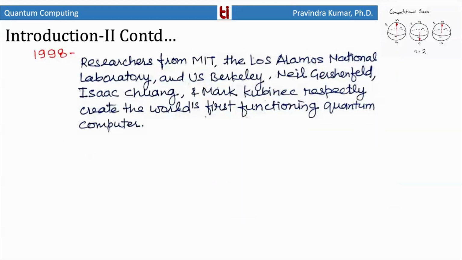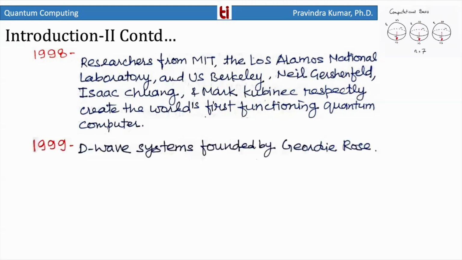In the year 1998, researchers from MIT, the Los Alamos National Laboratory, and UC Berkeley, Neil Gershenfeld, Isaac Chuang, and Mark Kubinec respectively, created the world's first functioning quantum computer. The computer itself was a 2-qubit quantum computer that utilized nuclear magnetic resonance to manipulate the spin of particles in the atomic nuclei of the fluid they used.